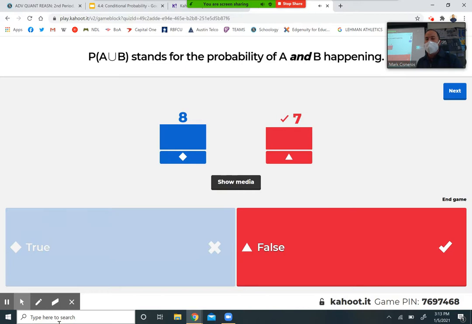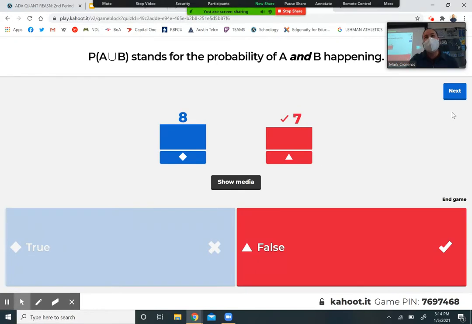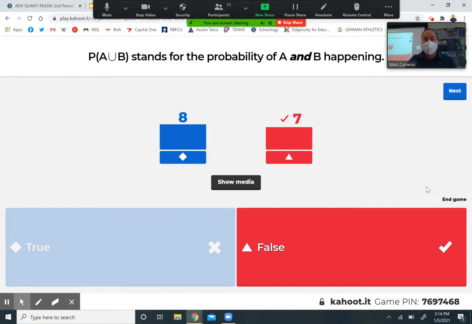That's false. That does not stand for "and." What does that stand for? Or. Okay, the U is "or." What would it look like if it was "and"? Upside down U, right? It's not an N. It's not even an upside down U.